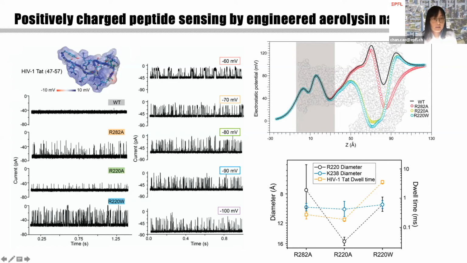And this is actually what we collected here. The top mutation can now be used for this positively charged peptide sensing. If you change the voltage, the dwell time becomes shorter, so it also proved to be translocation. The diameter and the dwell time also fit very well with the 220 region.